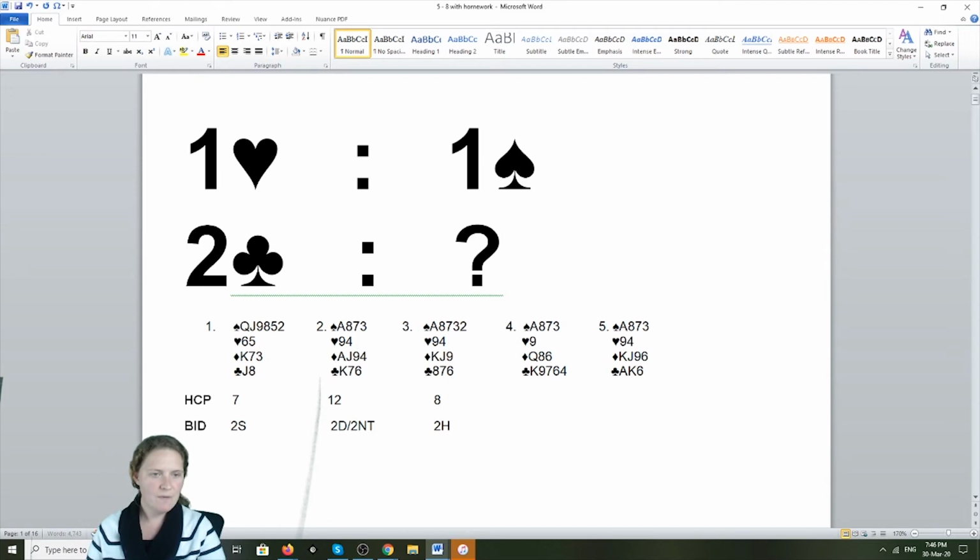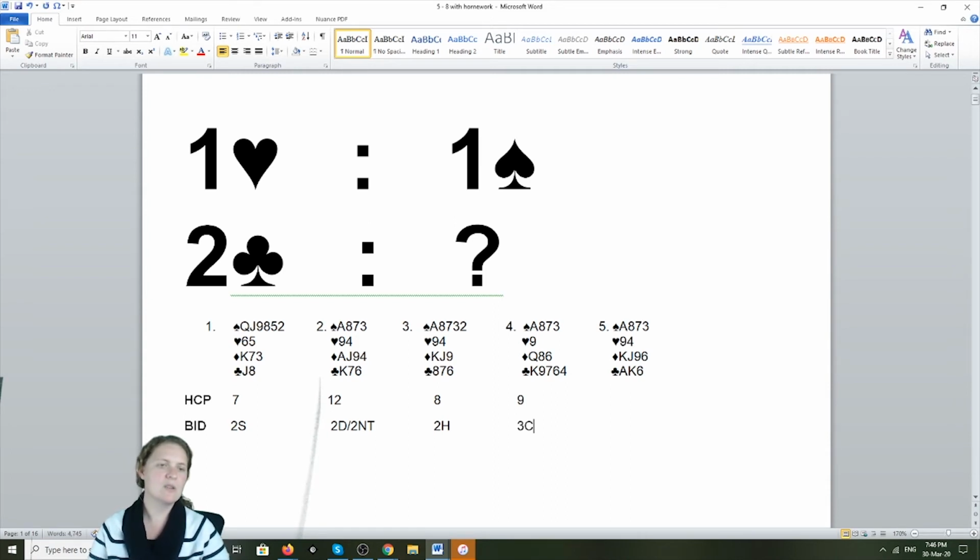On to our 4th one. Here we've got 9 high card points. And what are we going to do? This is actually a really nice hand to have. It's not as challenging as that number 3. This is because we've got a fit with our partner's clubs. We know partner's got 4, we've got 5 to go with them. We're really happy to have clubs as trumps.